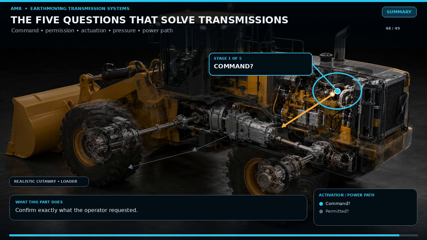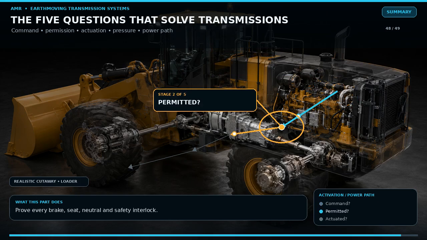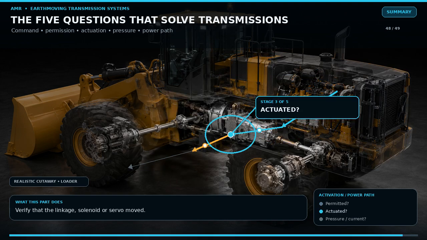When any earth-moving machine will not drive correctly, ask 5 questions. 1. What did the operator command? 2. Did every interlock permit that command? 3. Did the controller, linkage, solenoid, or pilot valve create the expected actuation? 4. Did the correct hydraulic pressure, displacement, electrical current, or clutch force develop? 5. Did torque continue through the expected power path to the final drives? Answer them in that order.